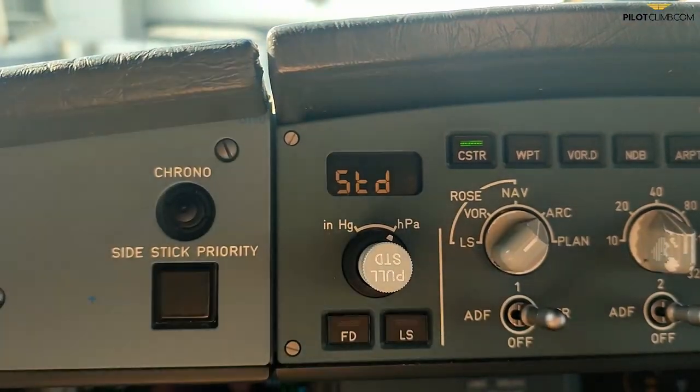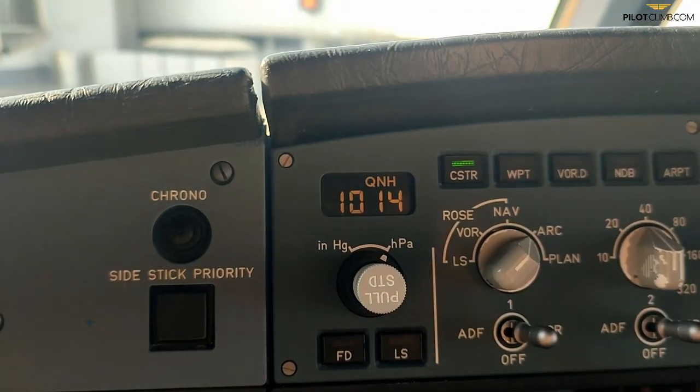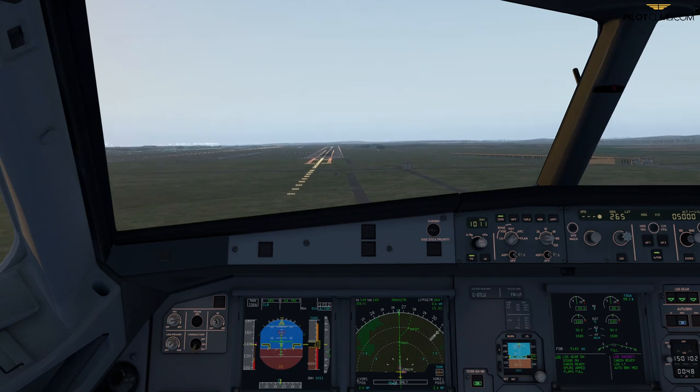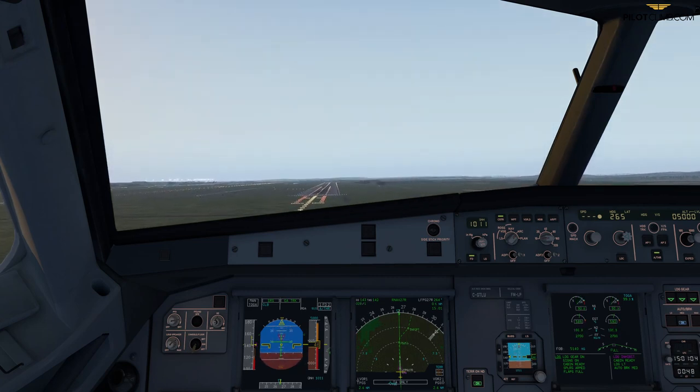Hi there, in today's video you will see how important it is to set the right QNH during your approach and what could be the catastrophic consequences if you set the wrong QNH. This is called QNH Blunder Error.